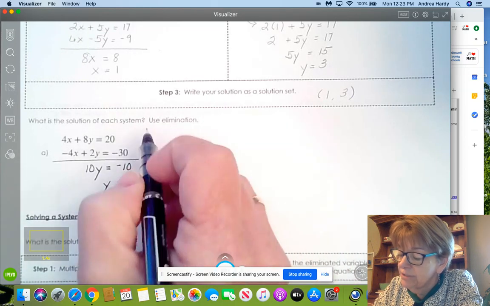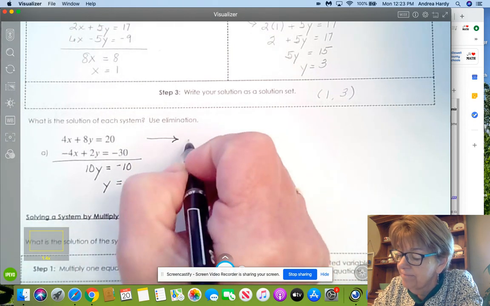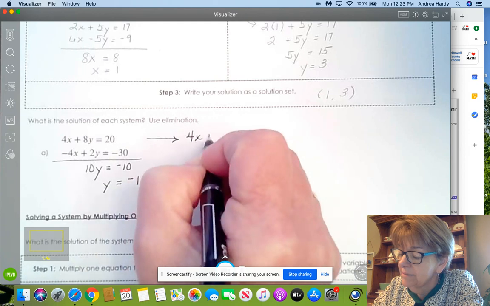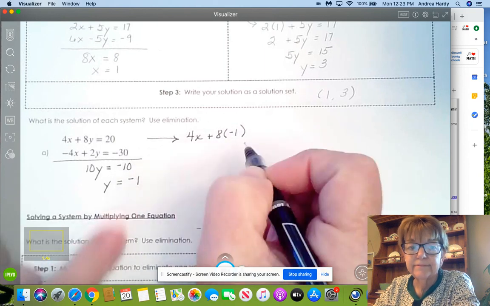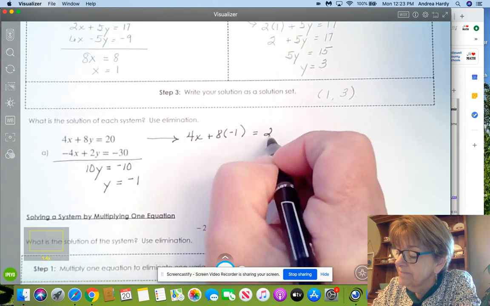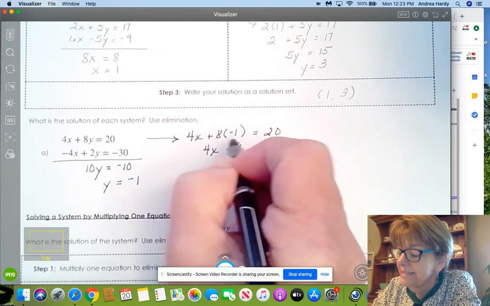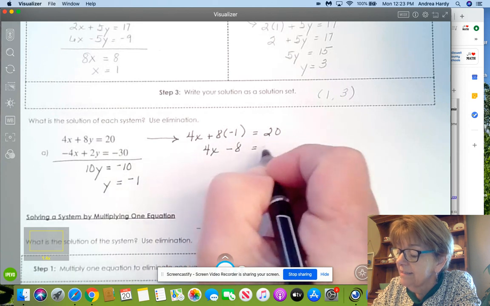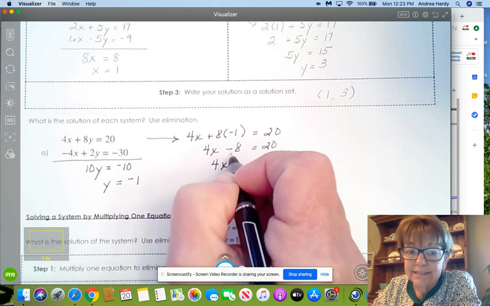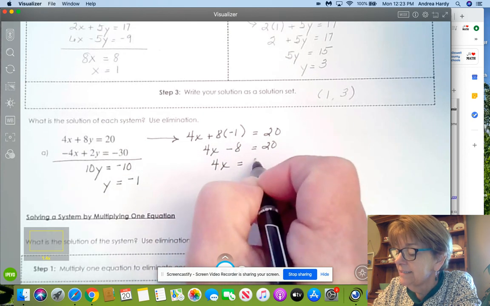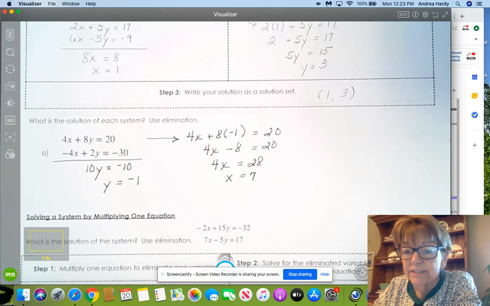I know what the y value is. I need to substitute it back. I can substitute it into either one of these. Let's substitute it into the top. 4x plus 8 times, instead of y is negative 1, is equal to 20. 4x minus 8, 8 times negative 1 is negative 8, is equal to 20. Add 8 to both sides. Since it's negative here, I have to add it to both sides. And I have 28. When I divide both sides by 4, x is equal to 7.